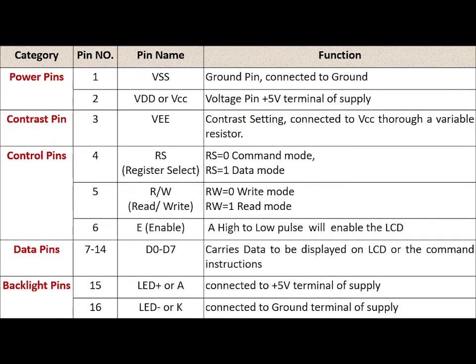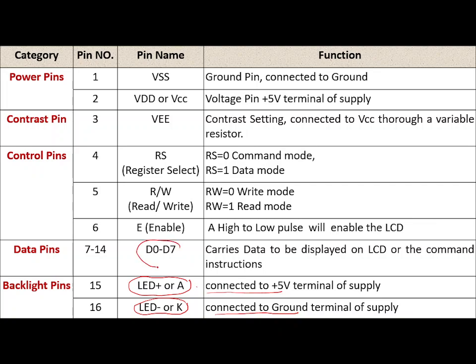So let's summarize. As I told, LED plus or A, LED minus or K. Here A stands for anode and K stands for cathode. So A will go to positive of supply and K goes to negative of supply.